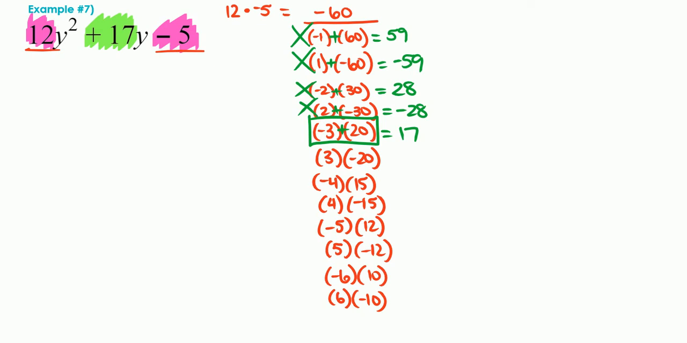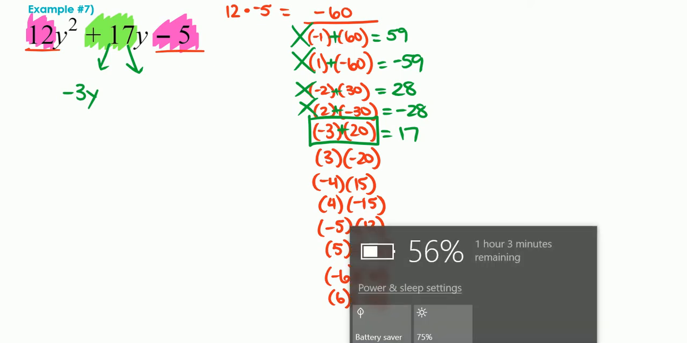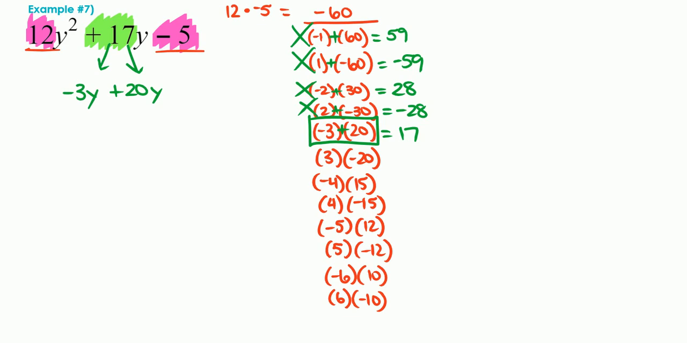So I'm going to split apart that middle term using those two factors. So my first factor was -3, so I'll say -3y. My other factor was a +20, so plus 20y. Remember, if you were to add back together -3y and +20y, you would get back that term in the original problem, 17y there. So that's why we're allowed to split it apart like that. Then I just need to copy down this first and last term onto my problem. So I still have 12y squared out in front. At the end, I have -5.